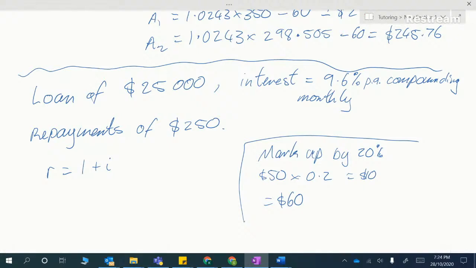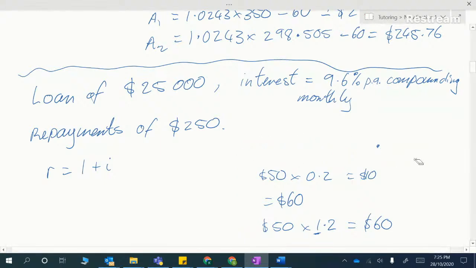If you want to do that in one go, one step, you would multiply it by 1.2. You have increased it by 20% because 1 would be 100%, which is 50. So 1.2 is 20% on top of 50. Okay. So that's how you increase something by a percentage. So by adding 1, I am increasing it by the interest rate. If I didn't do that, I would end up decreasing it because multiplying by a number less than 1 would decrease it. Okay, so I'm just going to rub that out so I don't confuse people. But that's how you increase by a percentage.